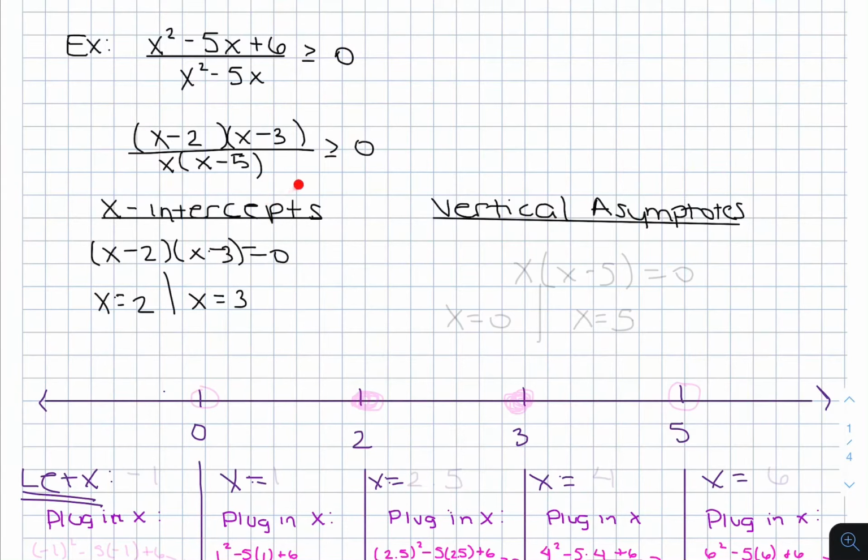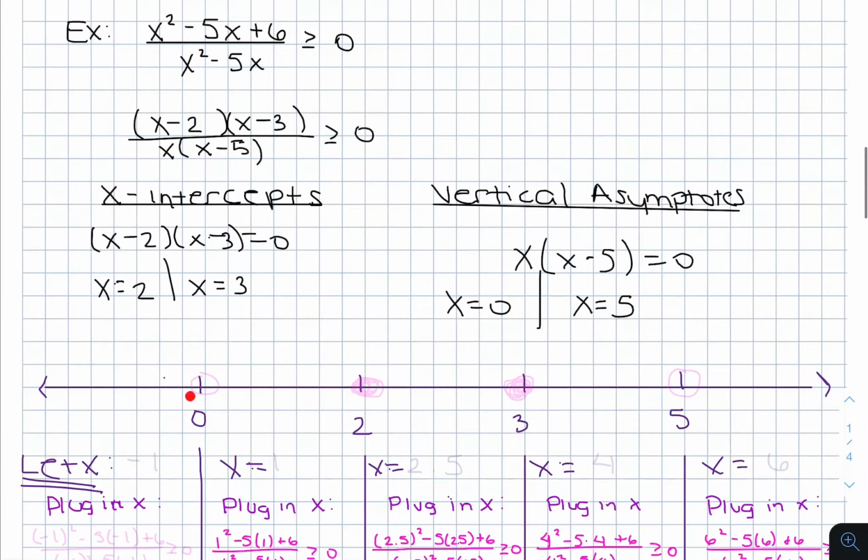To find the vertical asymptotes, we would have to set the denominator equal to 0. And since we already have the factored form, we can use that. So we have that x times x minus 5 is equal to 0. And solving for this, we have that x is equal to 0 and x is equal to 5. So 0, 2, 3, and 5 are our crucial points, and we have to test the intervals in between them. So let's pick x values in between each of these points. An x value before 0 would be -1.